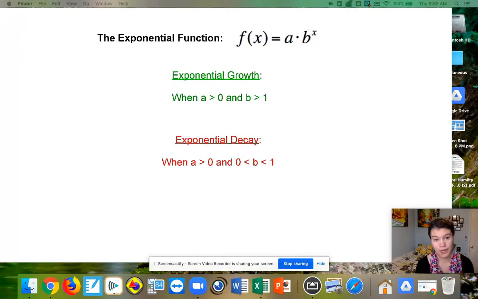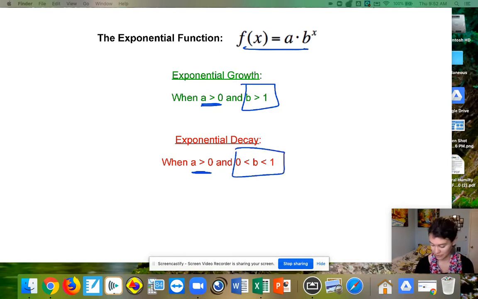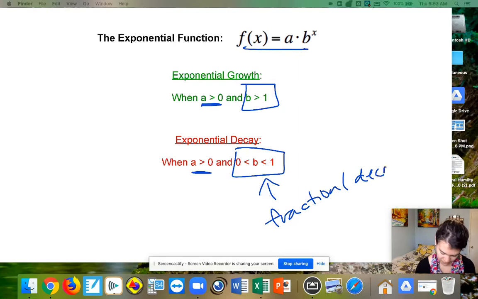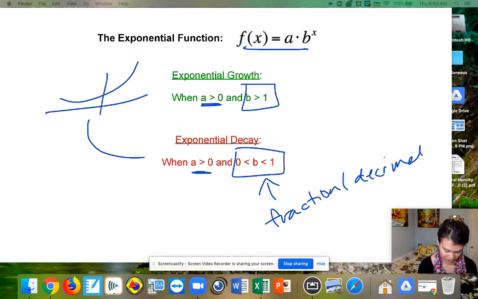Okay, so exponential functions. Here's our base, our general thing here. We have exponential growth or decay when a is positive for both, so that's the same. The difference here is if b is greater than 1, you're growing. If b is less than 1, you're decreasing. So this is a fraction or a decimal. Growth is going to look like this. Decay is going to look like this. Drawing the axes.